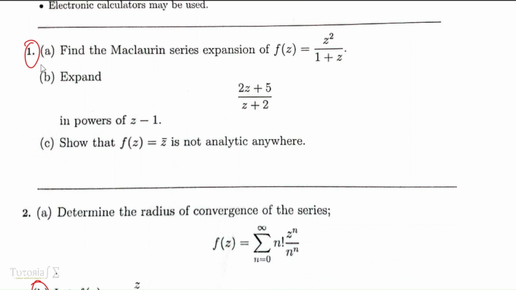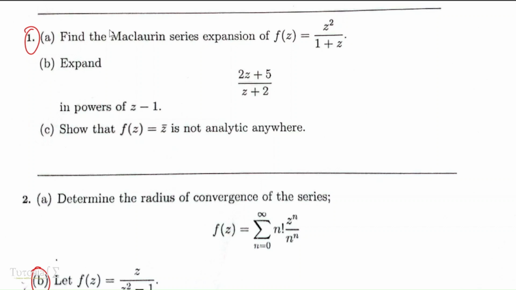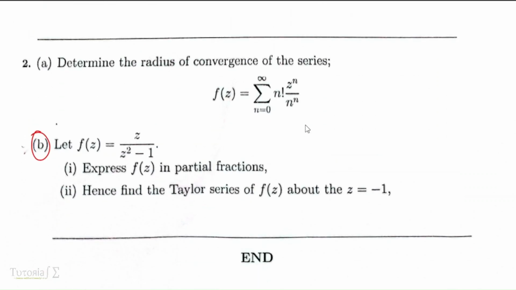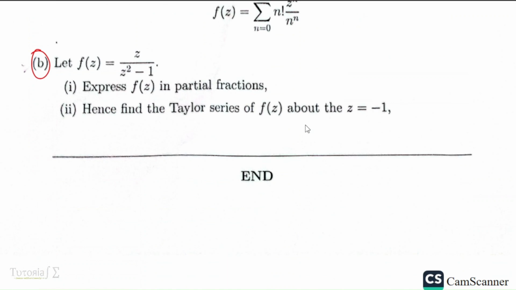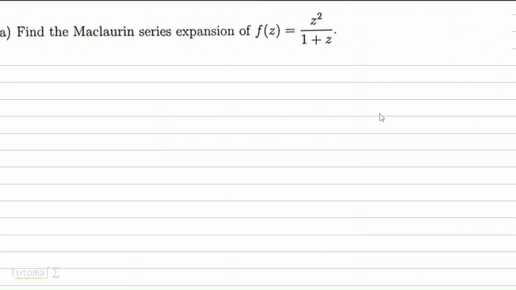The first one says find the Maclaurin series expansion of f of z equals z squared over 1 plus z. A Maclaurin series is just a special Taylor series. I'll explain that in a moment. Then the other one says let f be this. Express f of z in partial fractions, hence find the Taylor series of f of z about z equals -1.